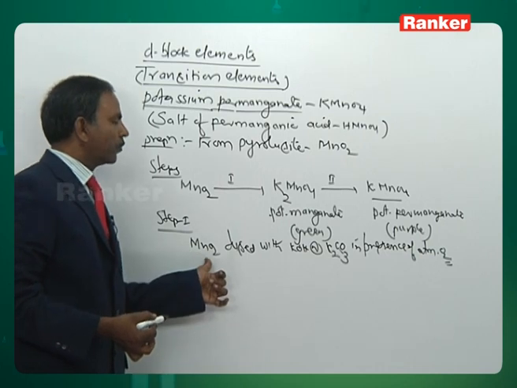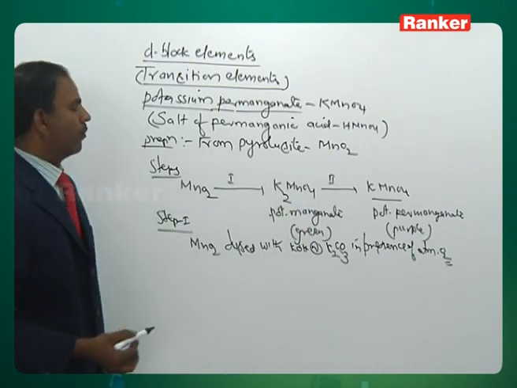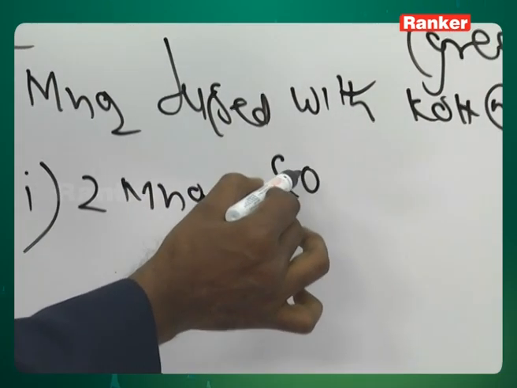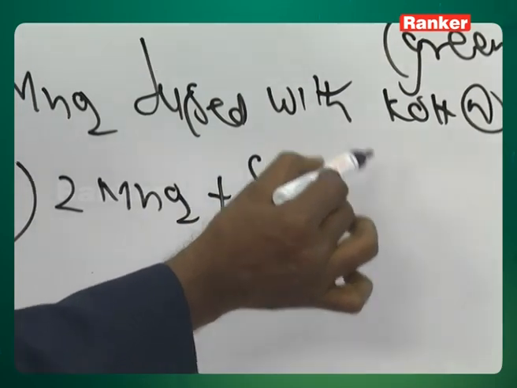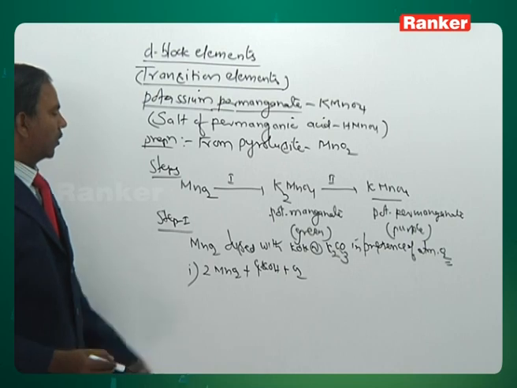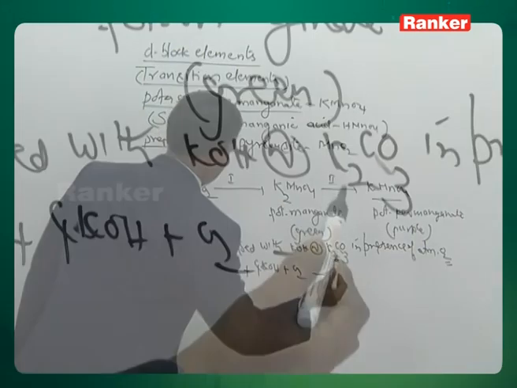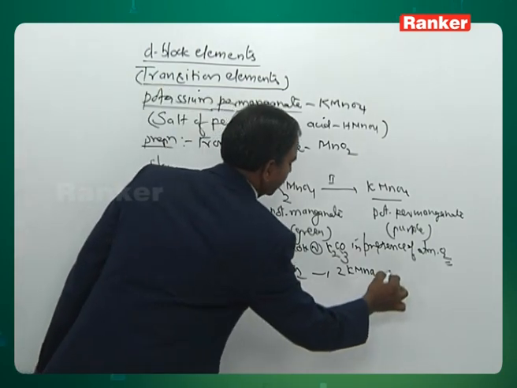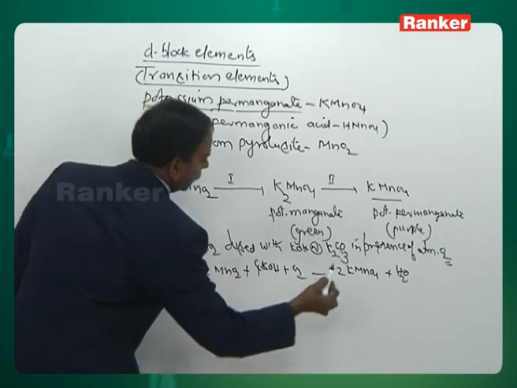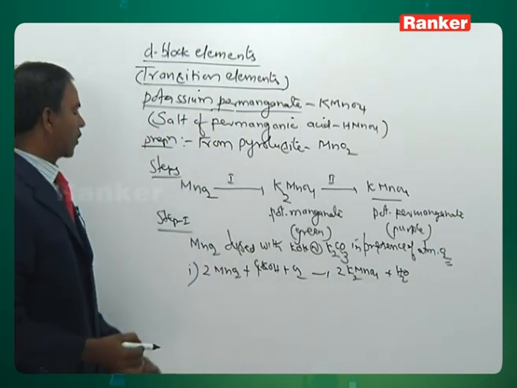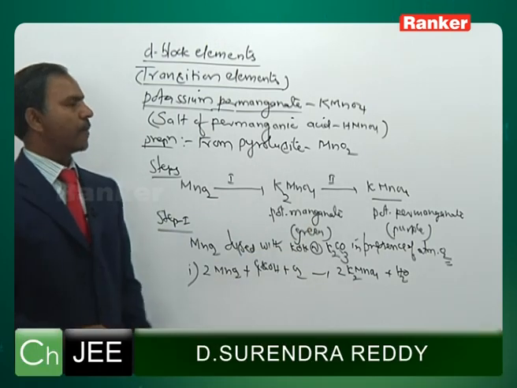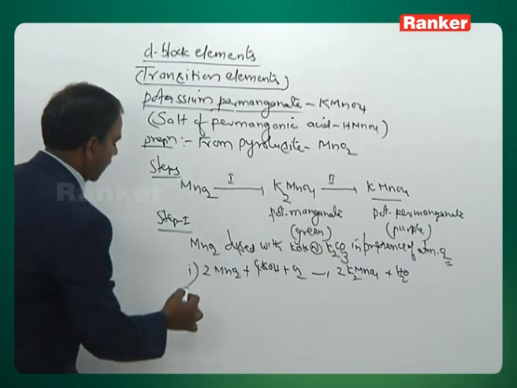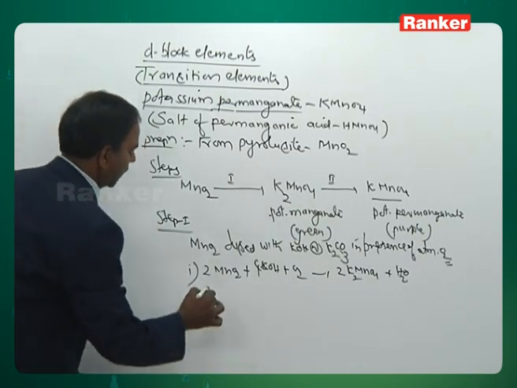Let us see the first step, how pyrolusite can be converted into potassium manganate. 2MnO2 plus 4KOH plus atmospheric oxygen, then you first get potassium manganate: 2K2MnO4 plus 2H2O. Pyrolusite is converted into potassium manganate and water. In the first way of conversion, pyrolusite fused with KOH, we get potassium manganate.